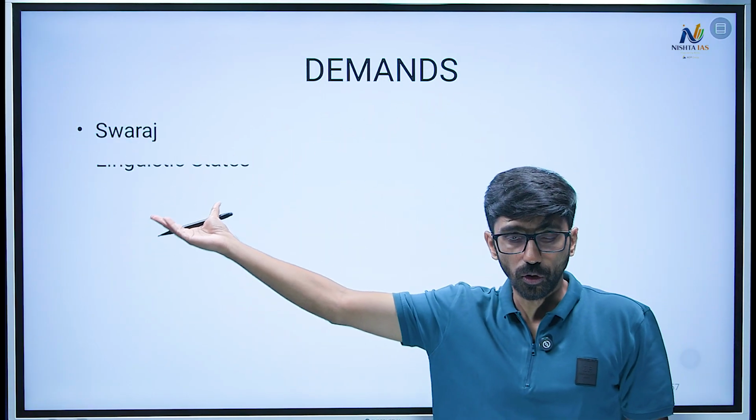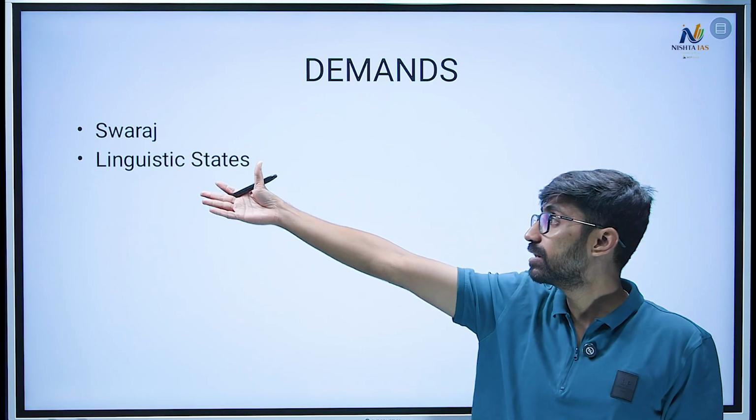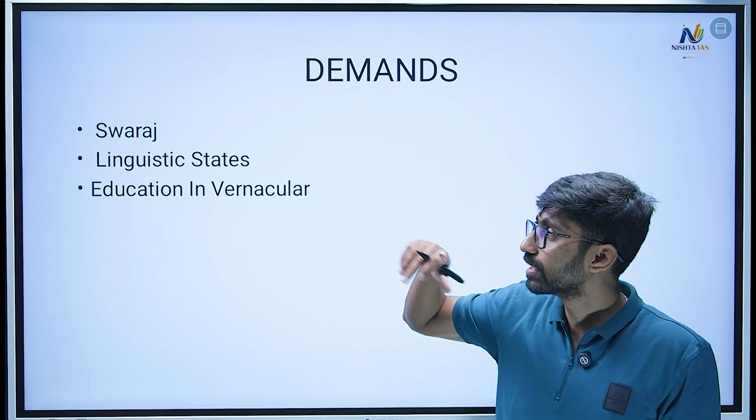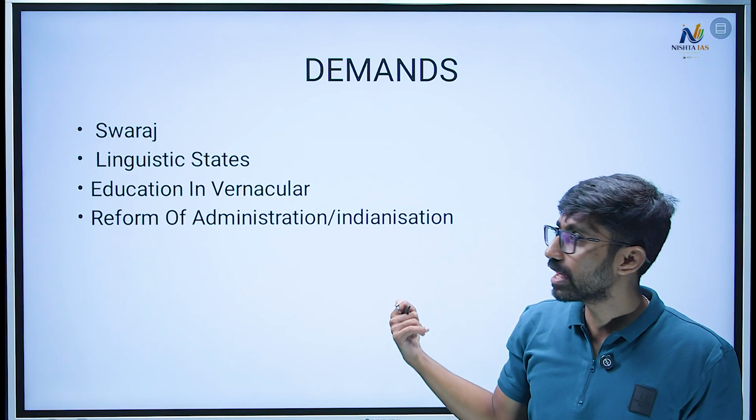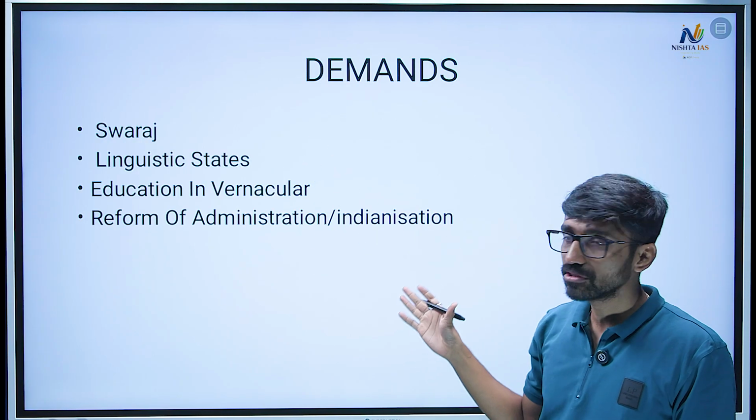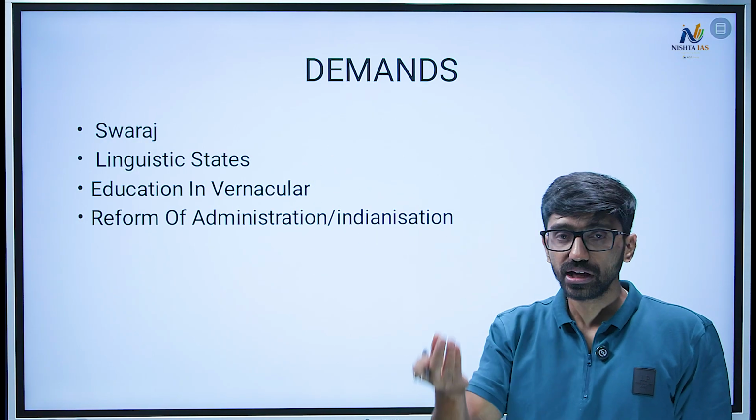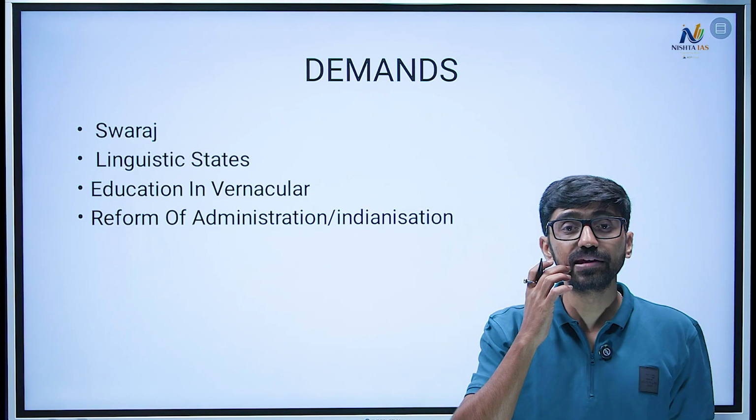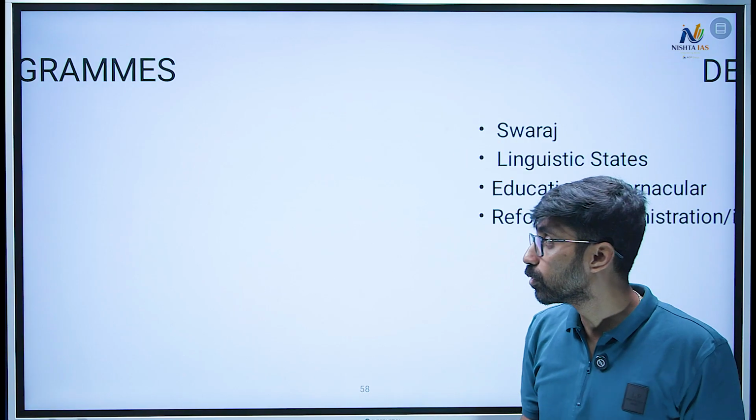Of course, Swaraj, Home Rule, like Ireland was demanding. Indian states should be on the basis of linguistic states, not communal divisions. Education should be given in vernacular languages. Reform of the administration: Indianize the administration, include more Indians in it. That is what we can talk about as the major demands of the Home Rule League movement.